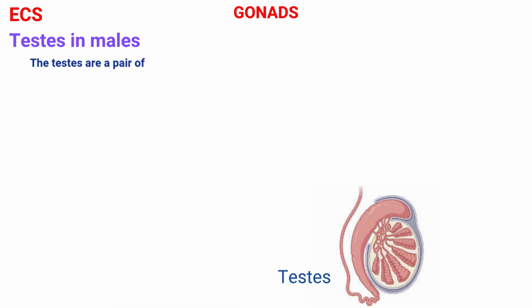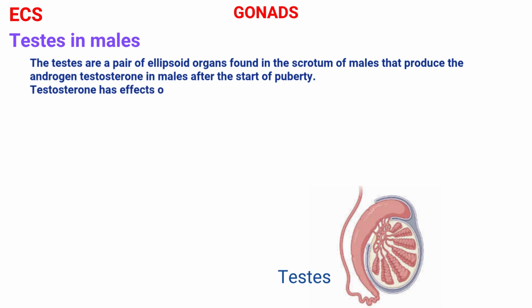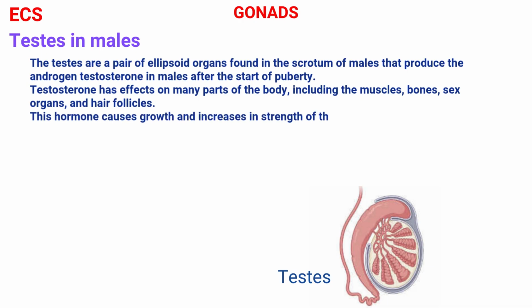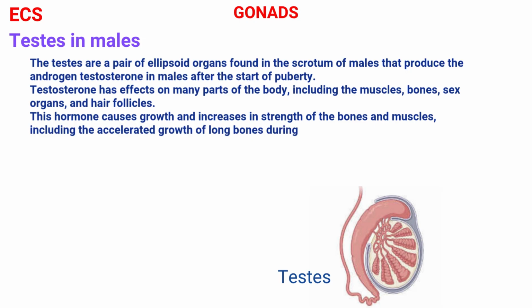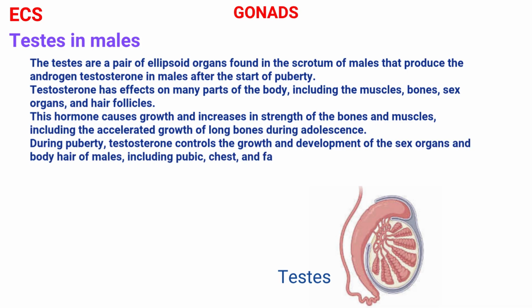The testes are a pair of ellipsoid organs found in the scrotum of males that produce the androgen testosterone in males after the start of puberty. Testosterone has effects on many parts of the body, including the muscles, bones, sex organs, and hair follicles. This hormone causes growth and increase in strength of the bones and muscles, including the accelerated growth of long bones during adolescence. During puberty, testosterone controls the growth and development of the sex organs and body hairs of males, including pubic, chest, and facial hair.